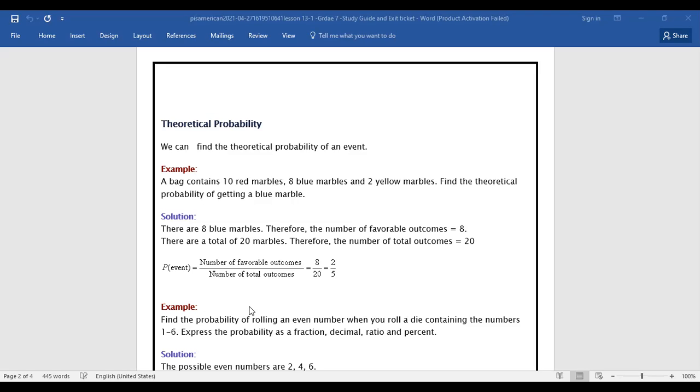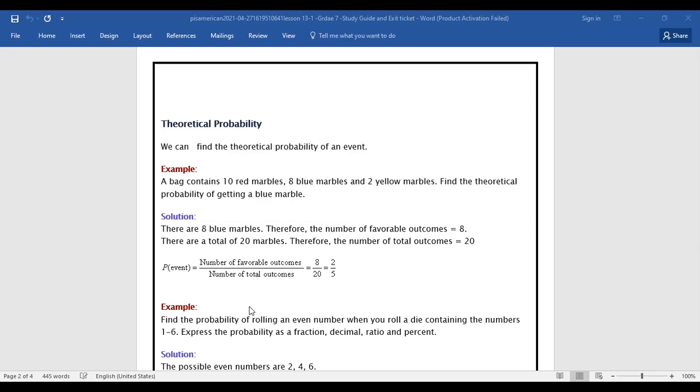The bag, how many? 20 marbles. How did you find it? Because 10 plus 8 plus 2. So it will be 10 plus 8 plus 2. So we have 20. And how many blue marbles do you have in this bag?